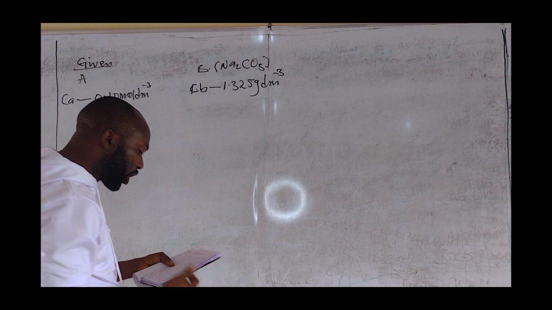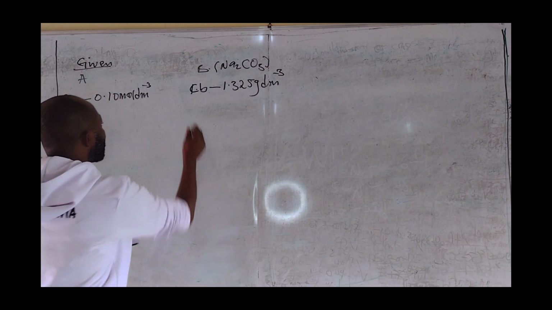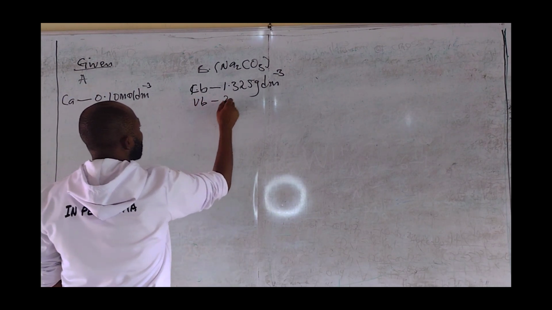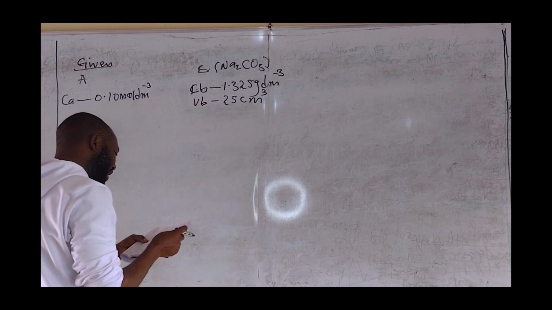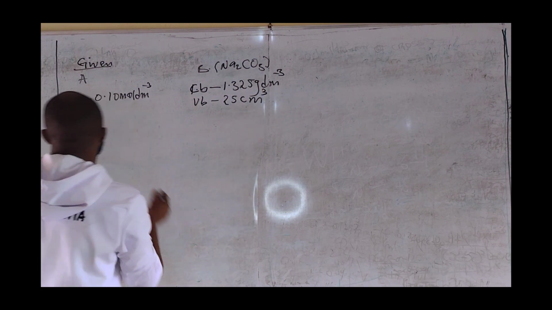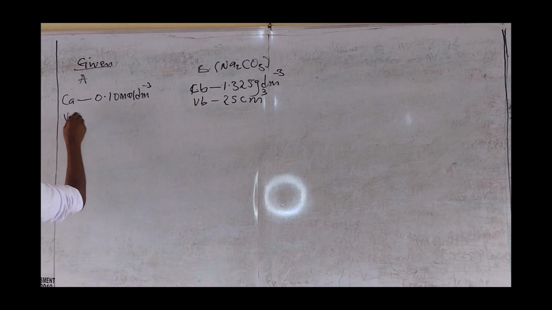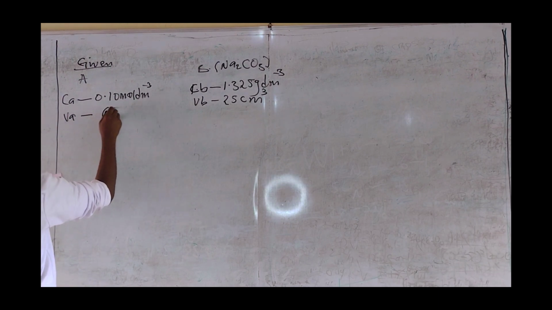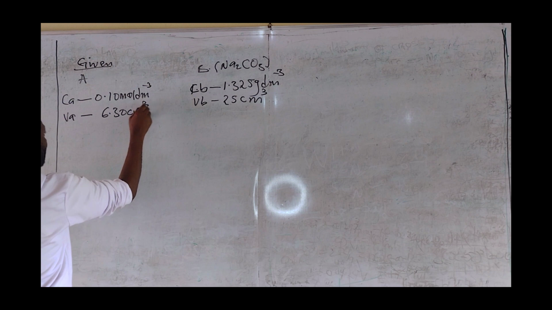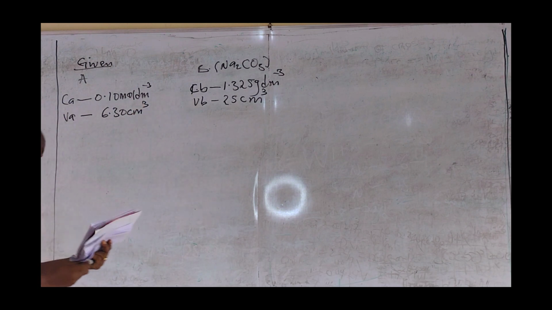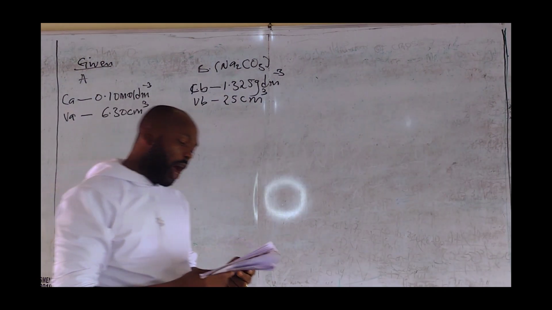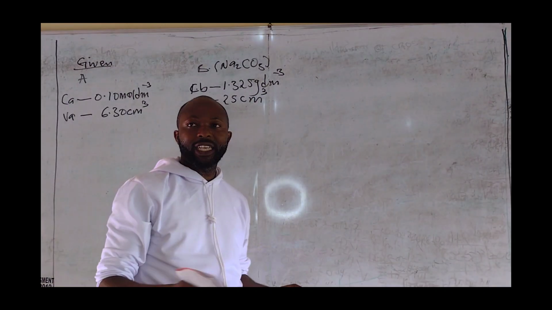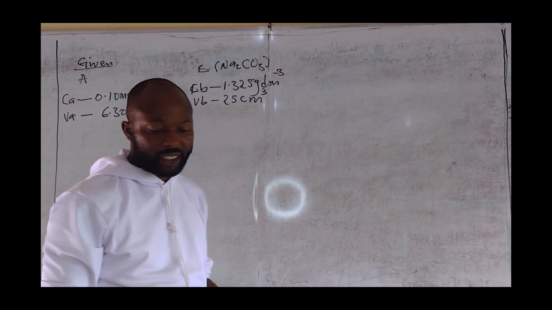So 25 cm cube portions of B. So volume of the base is 25 cm cube. Was titrated against 6.30 of A. Volume of the acid is 6.30 cm cube. So we calculate one, the number of mole of acid, which is the amount of the acid.